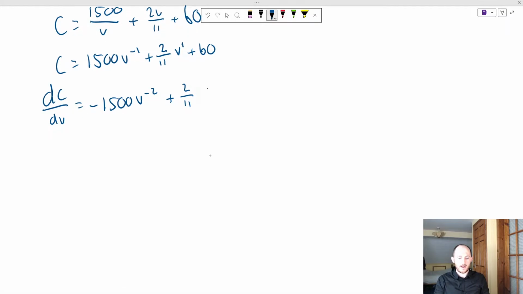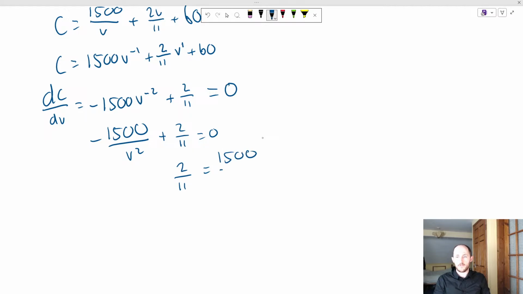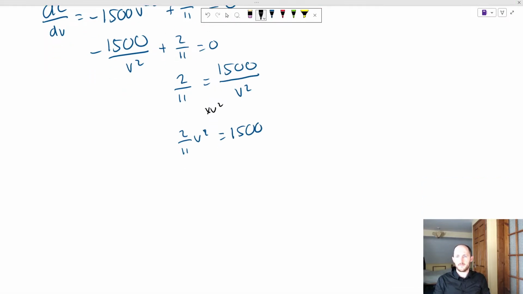So what we're going to do is equate this to 0. So I'm going to write this out one more time, but I'm going to change it back to the other form, just because I think it helps a little bit with the comprehension on this. With 0, I'm going to move the left thing over to the right. So we have 2 over 11 equals 1500 over v squared. I'm going to times both sides by v squared to get 2 over 11 v squared. And I've said v squared so many times now, it's losing meaning. I'm going to divide by 2 over 11.